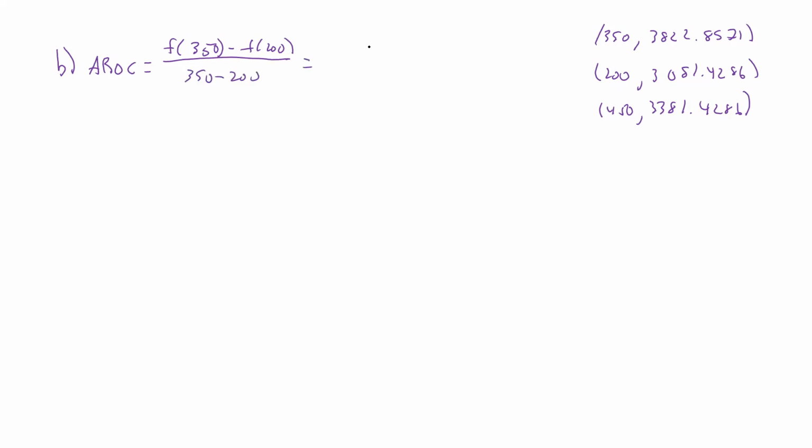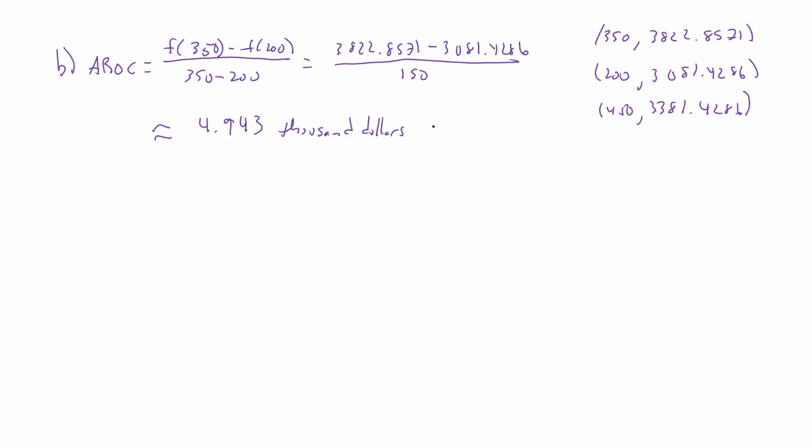Well, 350 was 3822.8571 minus, and then we have 3081.4286, all over. Well, that's just 150, so I'll just write 150 because I did that calculation in my head. And now that's going to be approximately, now if we do our calculator, then we just plug those in, and looks like we get about 4.943, and that was $1,000, and that's per dollar on the ticket.